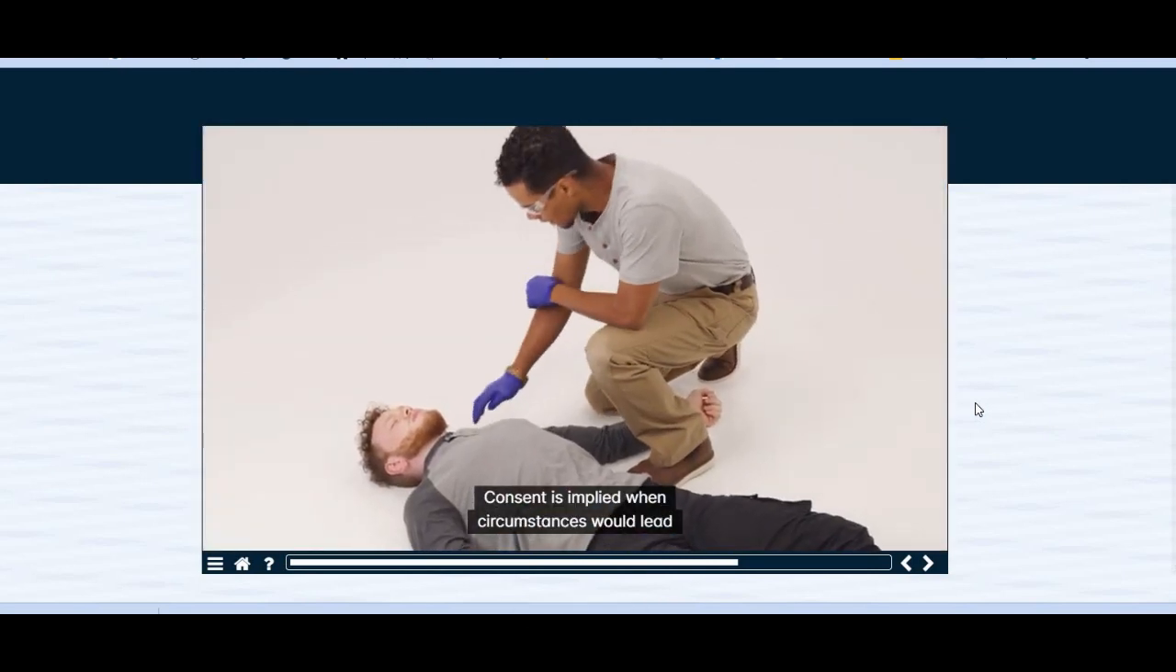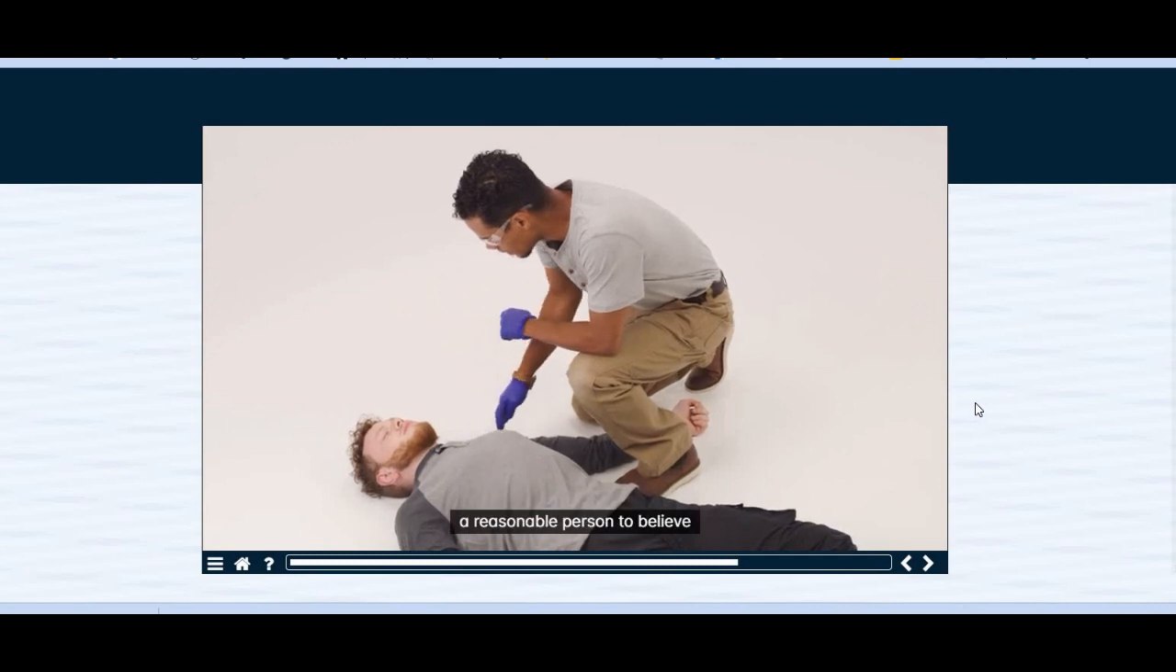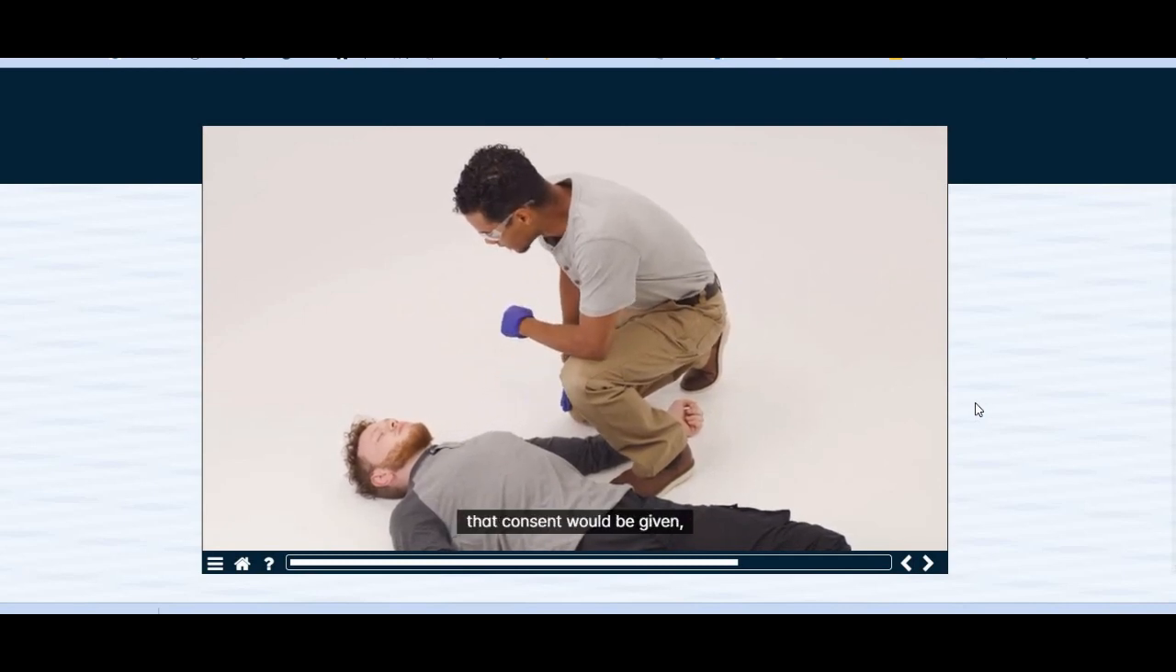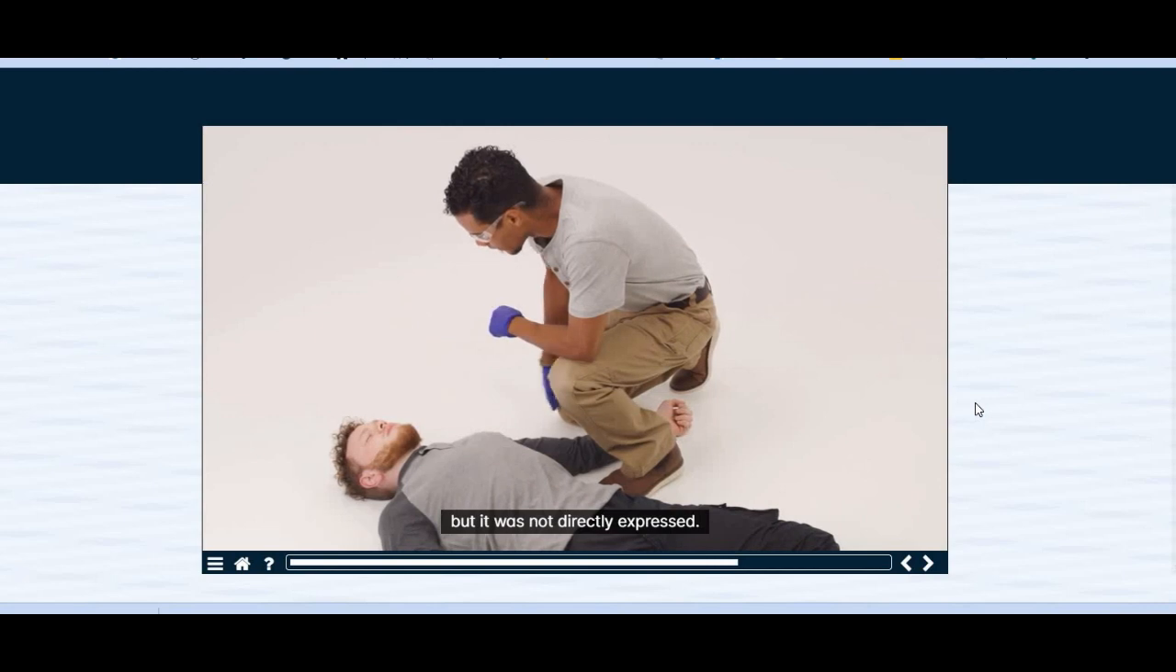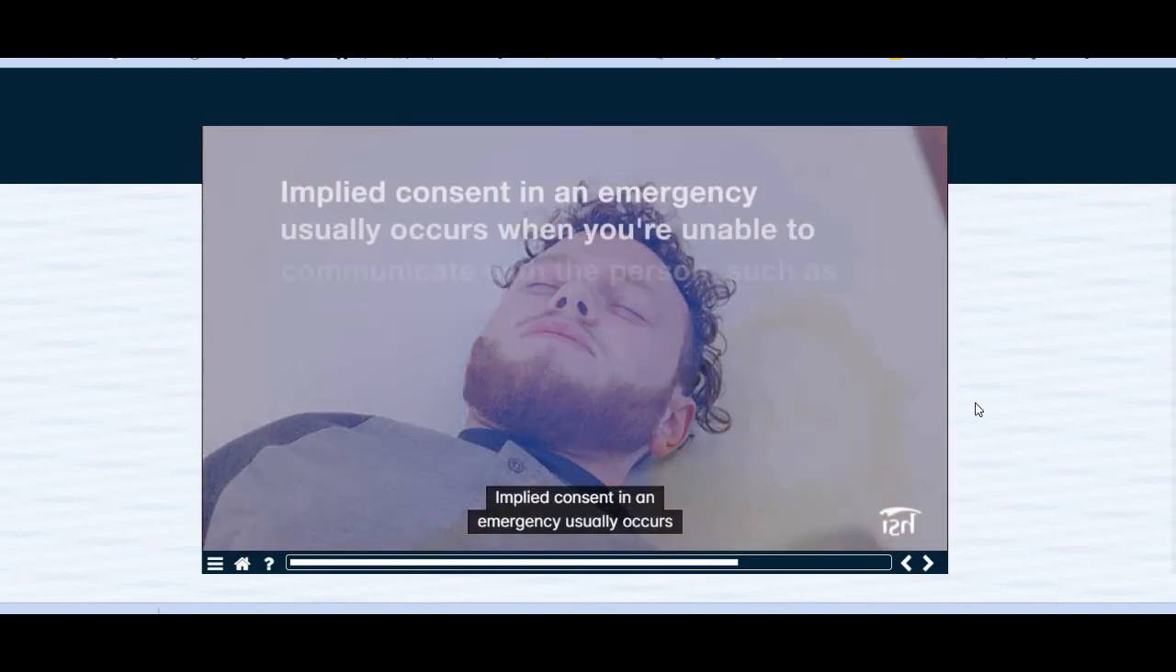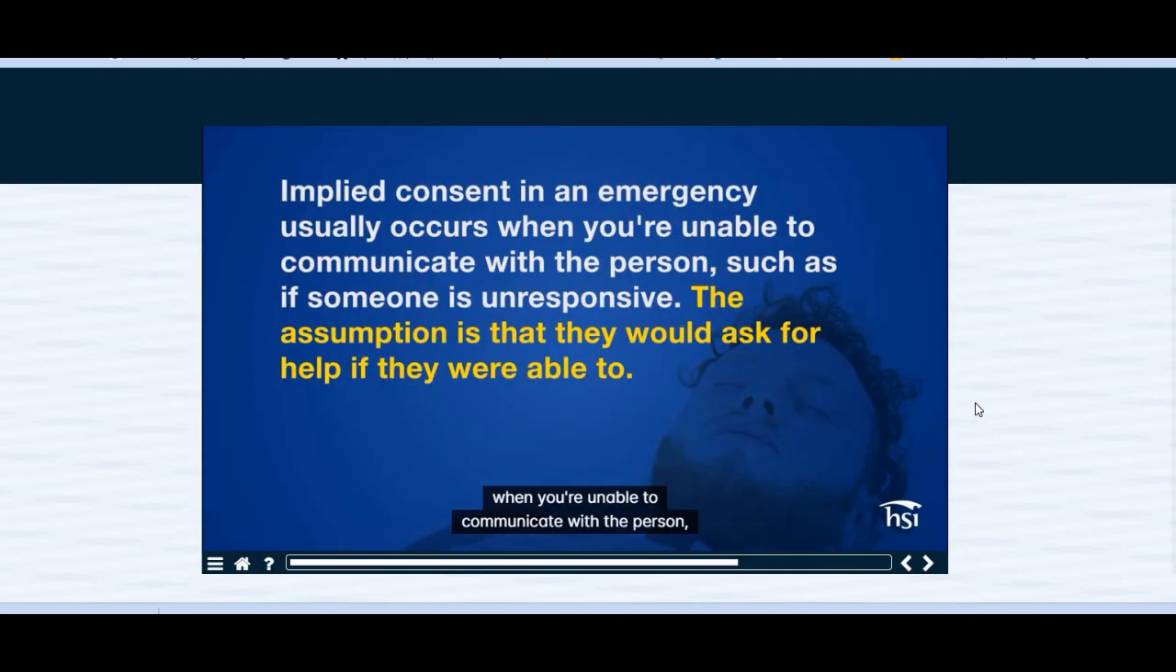Consent is implied when circumstances would lead a reasonable person to believe that consent would be given, but it was not directly expressed. Implied consent in an emergency usually occurs when you're unable to communicate with a person, such as if someone is unresponsive. The assumption is that they would ask for help if they were able to.